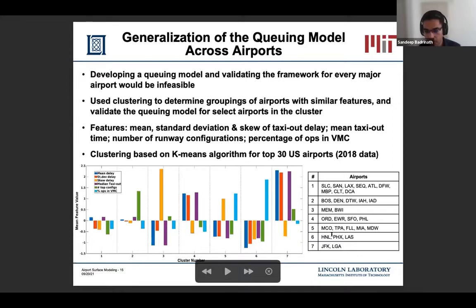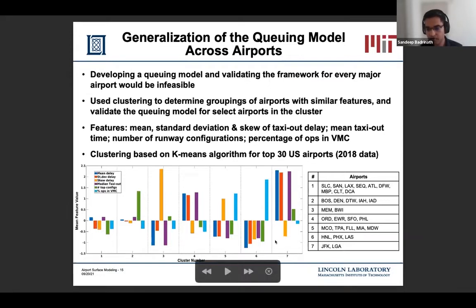So let's pick one. Let's pick cluster number 7 that corresponds to JFK and LGA. These are the 2 New York airports. They are very congested. So in the diagram on the left, you can see that the mean delay and the delay statistics are high for the New York airports, and percentage of ops in VMC is also low. Whereas for airports such as Phoenix, cluster 6, you can see that it's less congested and the delay parameter values are lower.